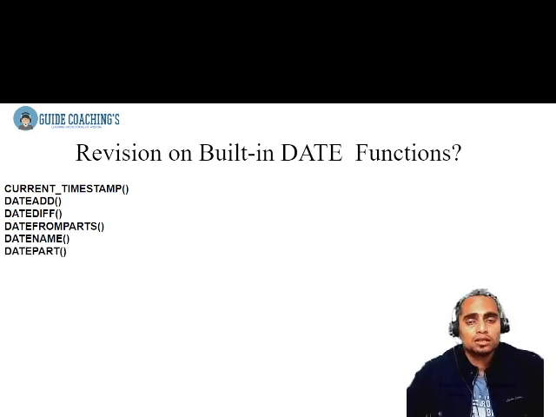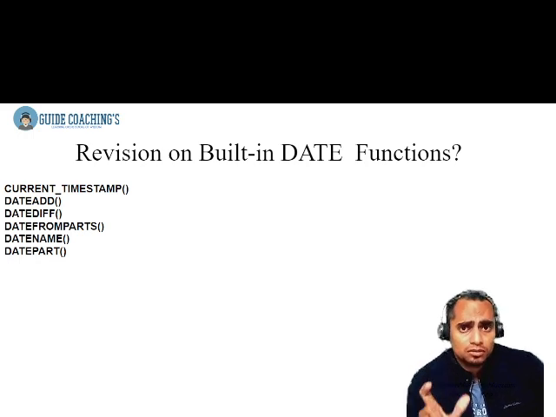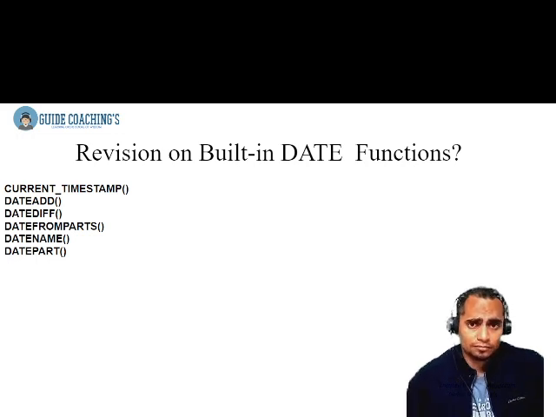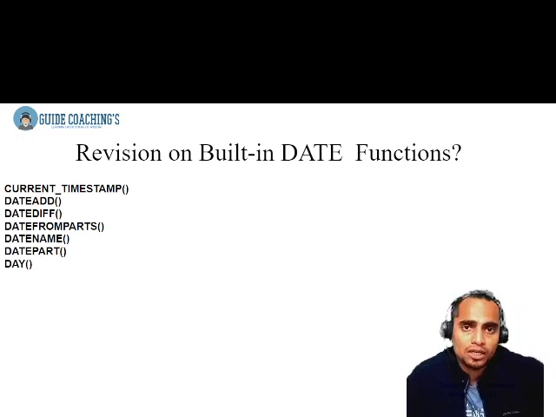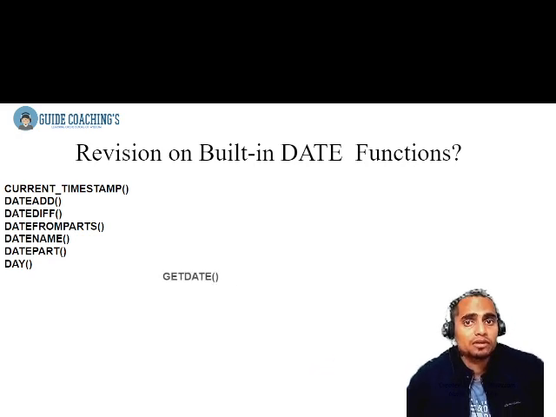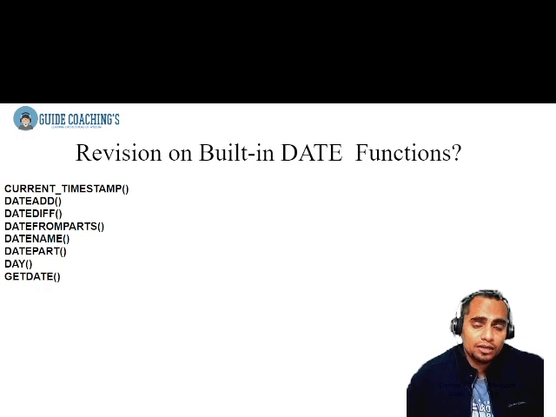Then we have learnt about date part. If we have a single date in DDMMYY and we want to split it into different parts, at that time we can use date part. Then we have day. If we have a given date and we want to get the day out of that particular date, at that time we will use day, and similarly we can use month and year.